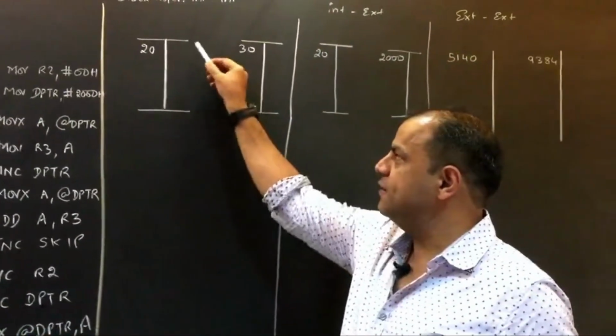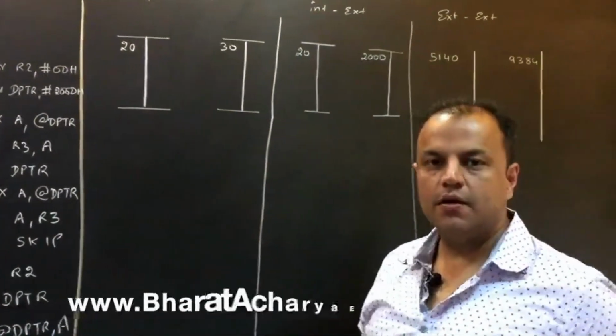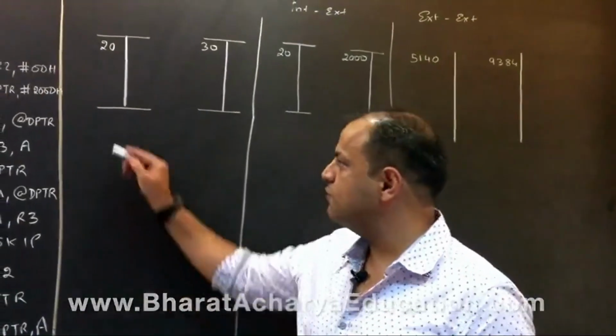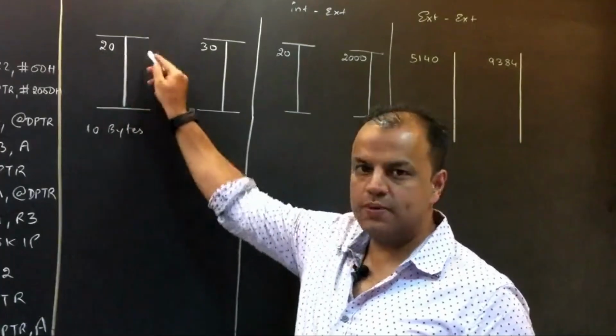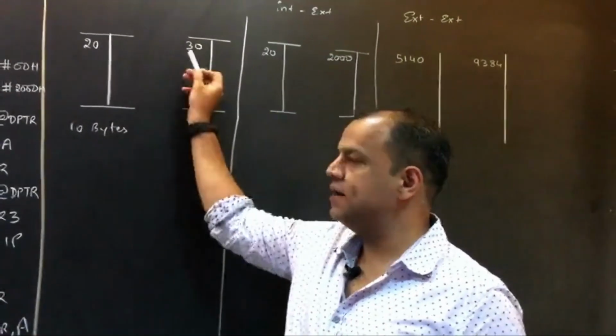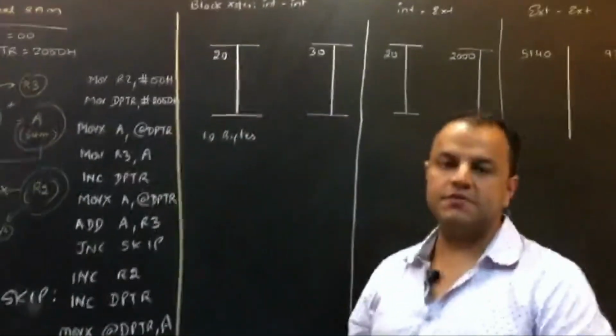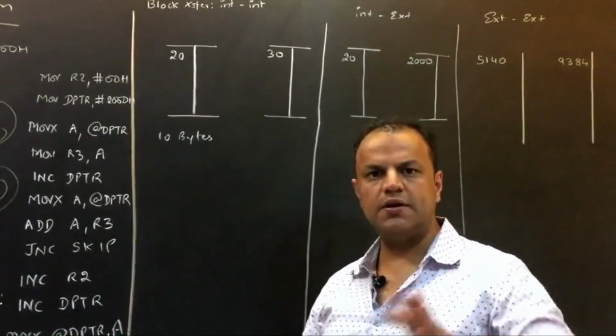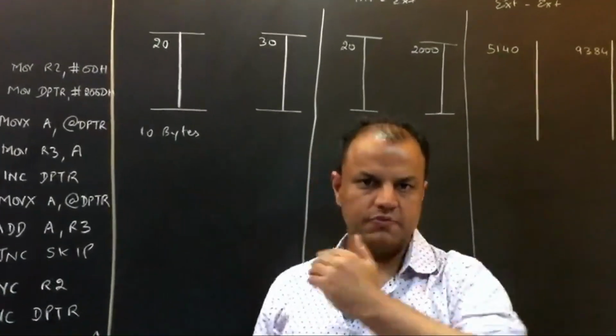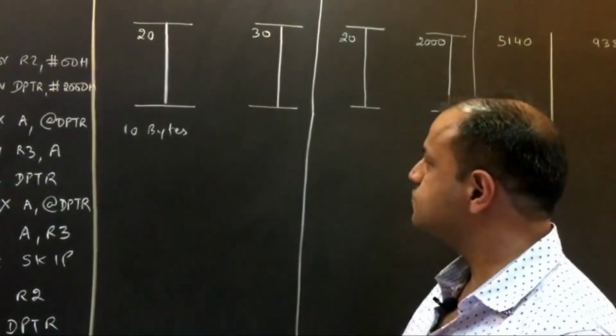So, there is a block of data. Let's say, so I'll give you the question. Write a program to transfer a block of 10 bytes from location 20 to location 30. Now 20 and 30 both are internal RAM addresses. That means this is a transfer from internal RAM to internal RAM. We're going to take all cases: internal to internal, internal to external, and so on. So we're starting with internal to internal.